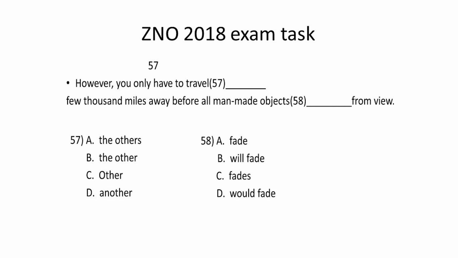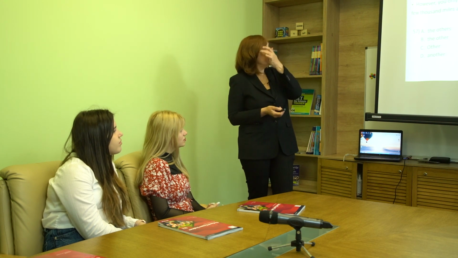Okay, what about the second one? We had only one option, "disappear", yes? So here we have "fade", it means they are also synonyms, yes? But what about grammar structure? I think that "fates" is incorrect because there are many objects, it's plural, so you can't use it. Obviously incorrect. What about the rest?